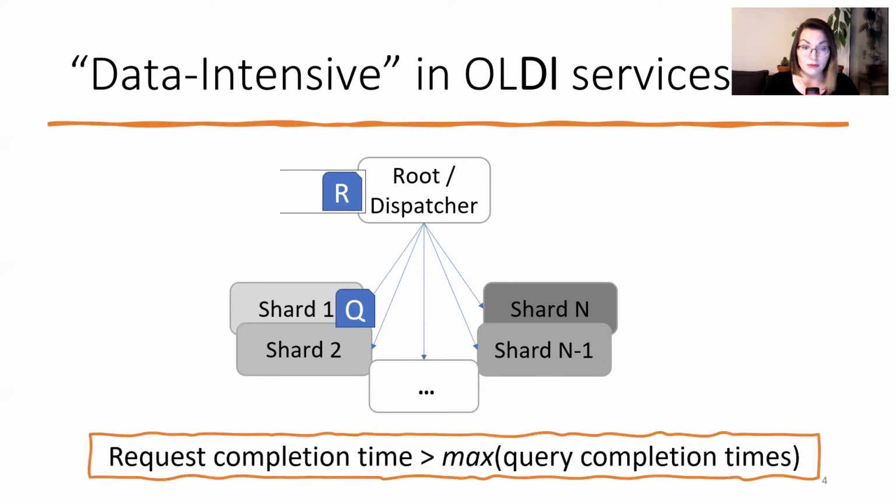So we can say that the request completion time is lower bounded by the slowest of these queries. This is becoming a problem with a big number of shards because the probability of something going wrong on at least one of them increases proportionally. This is the so-called tail at scale problem.